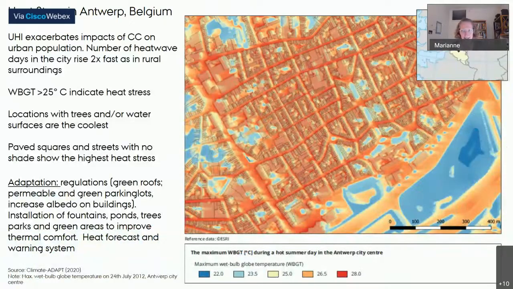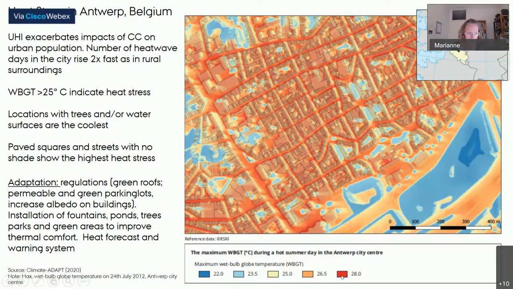And here we have an example from Antwerp in Belgium, where the city has investigated the impact of the urban heat island in the center of Antwerp. In their studies, they found that the number of heat wave days in the city will rise twice as fast as in rural surroundings. And this shows the different colors of temperature, from maximum wet bulb globe temperature, the measurement, of 22 degrees up to 28 degrees. And you should notice those above 28 degrees is what is causing heat stress in the human body.